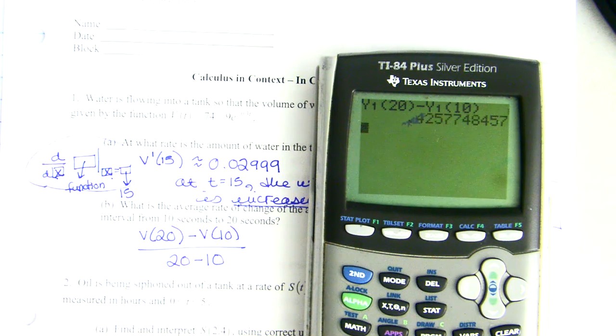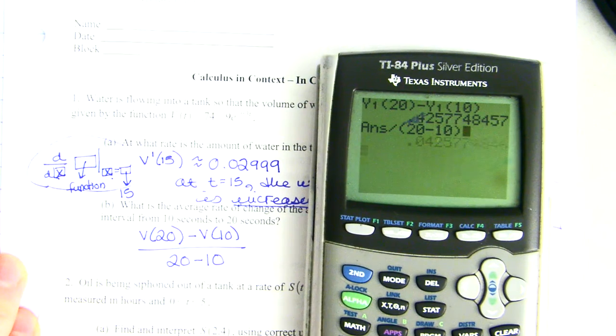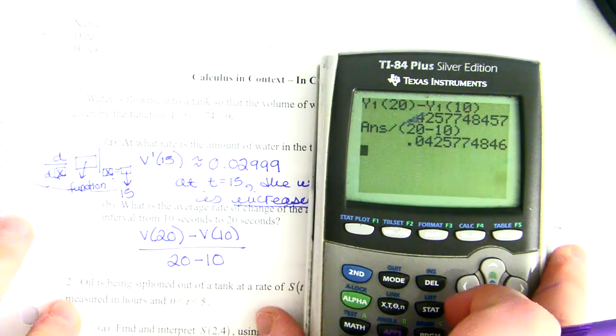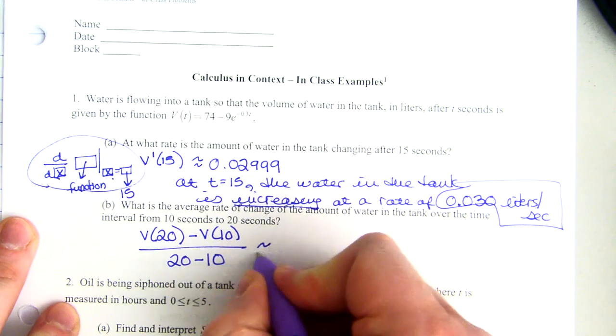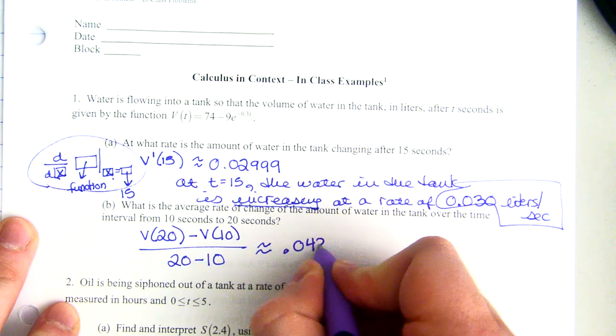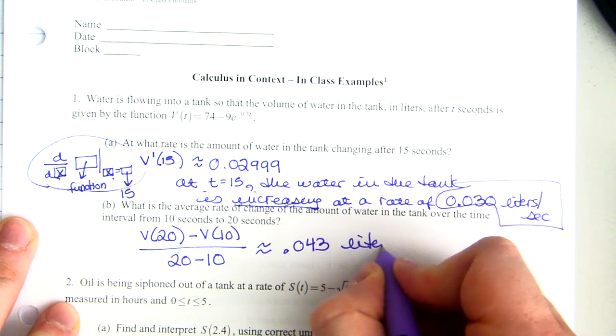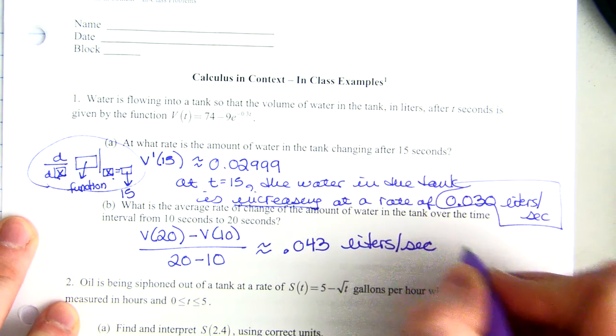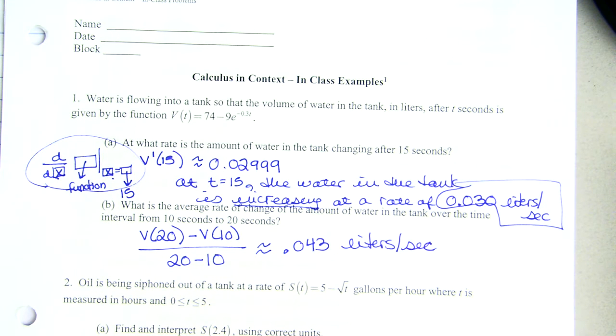I'm just going to push enter, and then I'm going to divide that by, in parentheses, 20 minus 10. I'm getting an average rate of change of about 0.043 liters per second. By the way, just about everything in this unit we will be using calculators for. So we do need to figure out how to do these derivatives and evaluate things on the calculator.